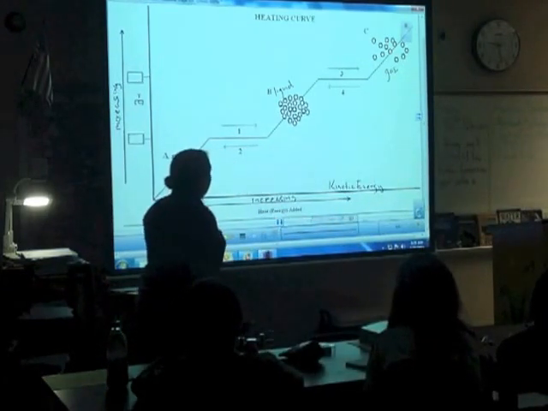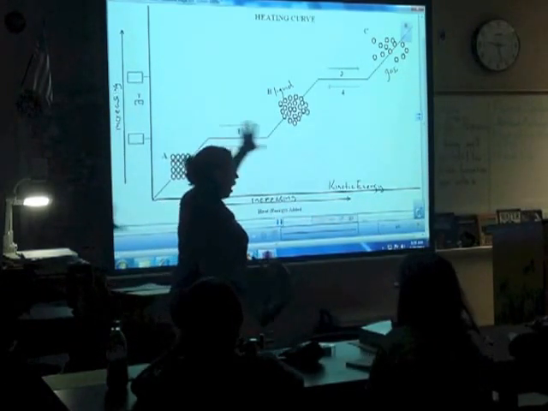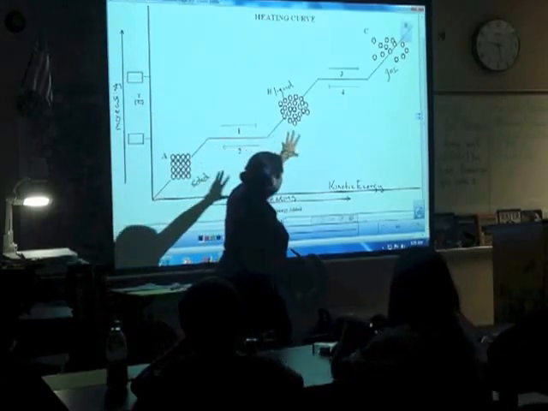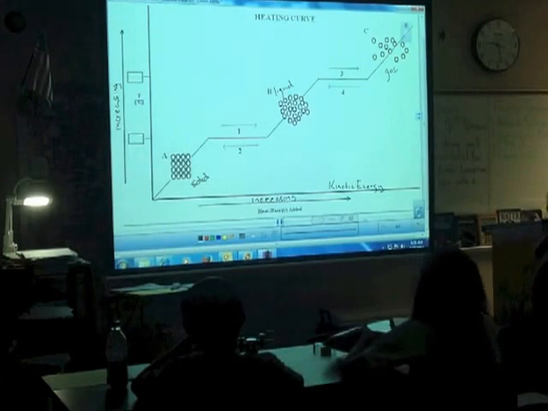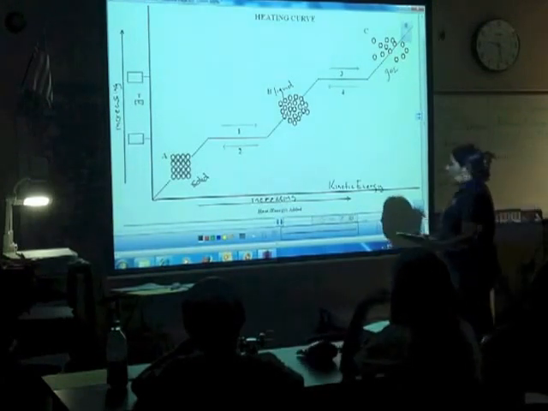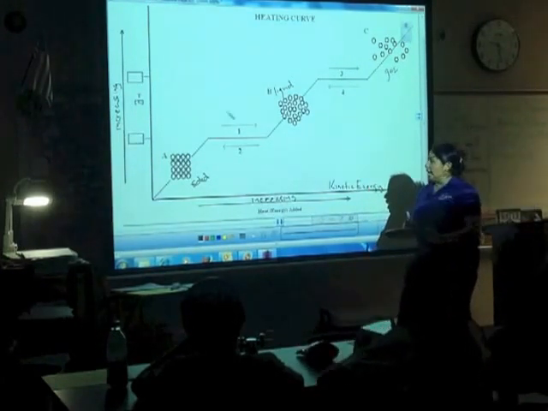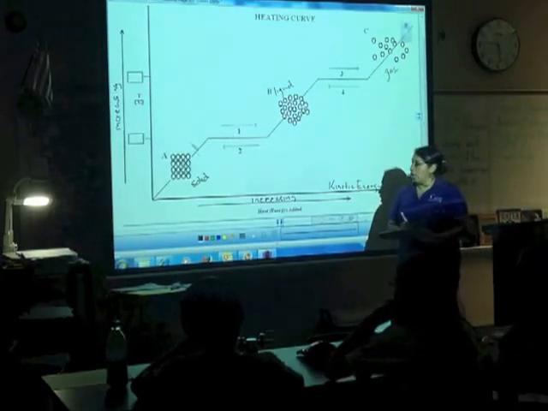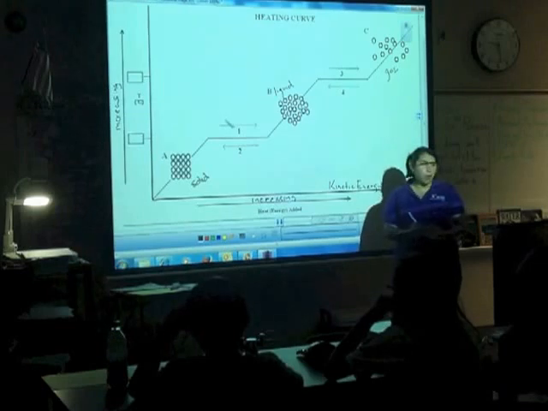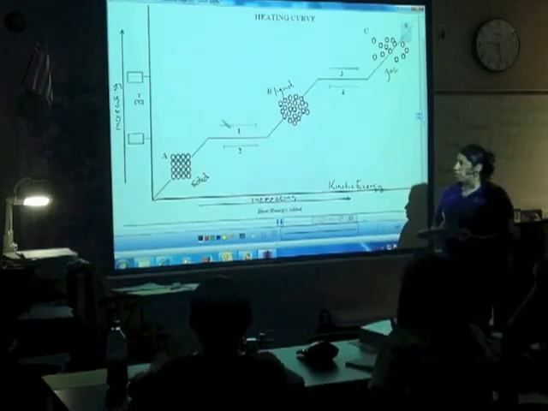Okay? Out of this heating curve, you obviously need to know solid, liquid, gas. We talked about characteristics. Now we're talking about specific processes. So if we look at arrow 1, that arrow is going from a solid to a liquid. What process is that? What is happening to the solid?